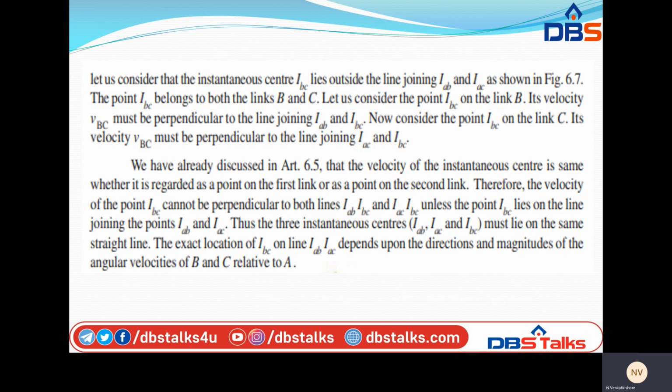Unless the point IBC lies on the line joining points IAB and IAC. Thus, the three instantaneous centers IAB, IBC, and IAC must lie on the same straight line. But the exact locations of IBC, IAB and IAC depend upon the direction and magnitude of the angular velocities of B and C relative to A.